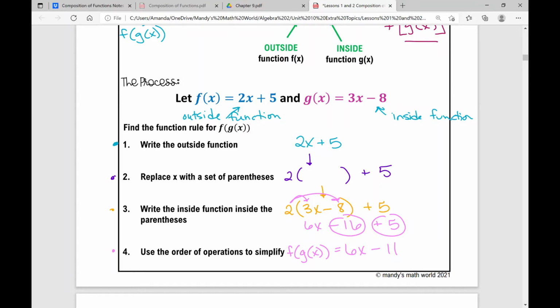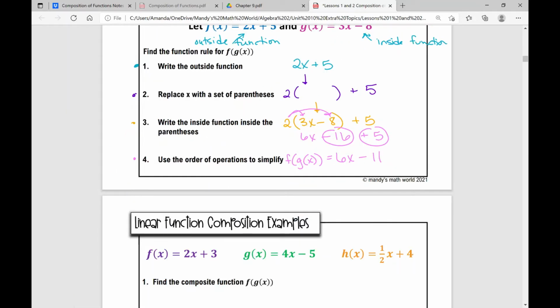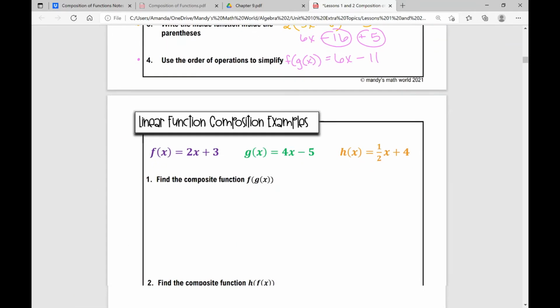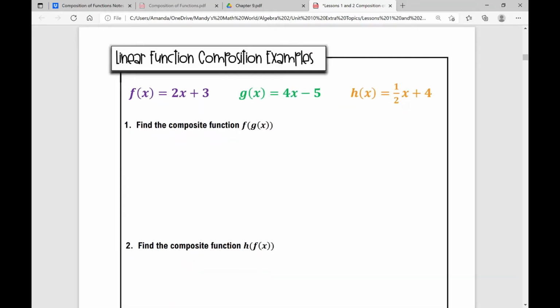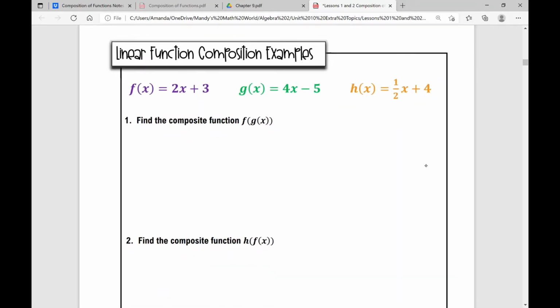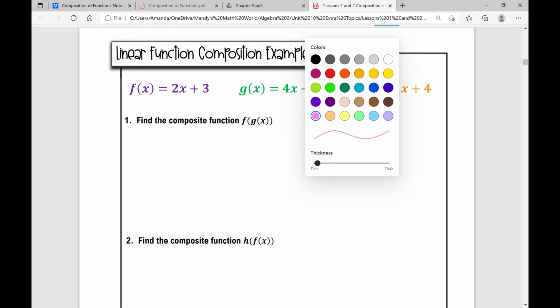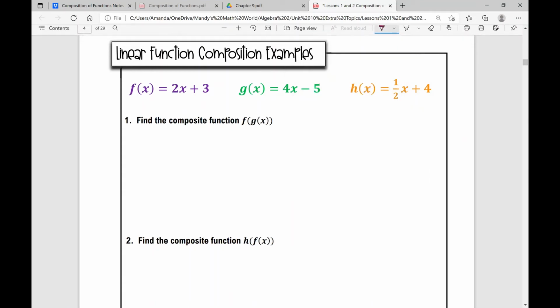So let's move on to this first set of examples. These are our linear function composition examples. They're exactly like the ones that we just did. So I've got three functions at the top up here. I've got f of x equals 2x plus 3, g of x equals 4x minus 5, and h of x equals 1/2 x plus 4. Example number 1 says find the composite function f of g of x.